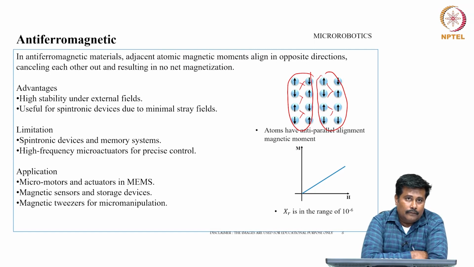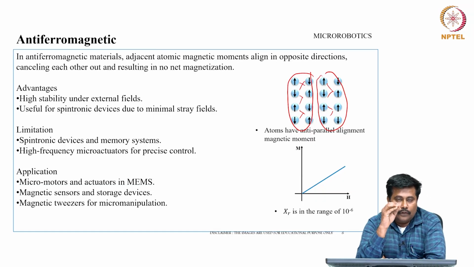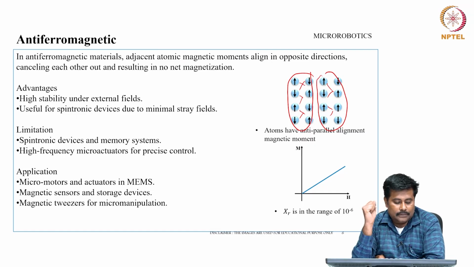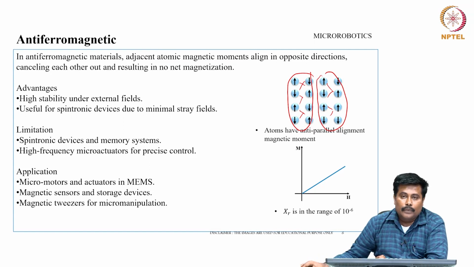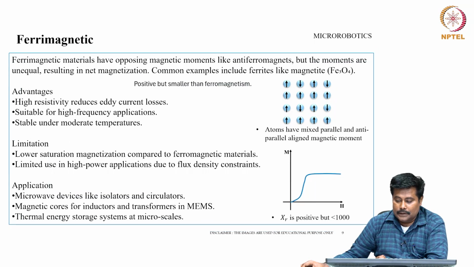From an advantages point of view, it has high stability under external fields. It is useful for spintronic devices due to minimal stray fields. Its uses include spintronic devices and memory systems, and high frequency micro actuators for precise control. From an application point of view, micromotors and actuators in MEMS devices, magnetic sensors and storage devices, and again it is used for magnetic tweezers for micromanipulation related applications.